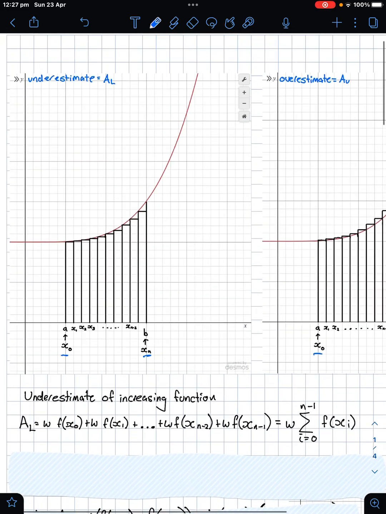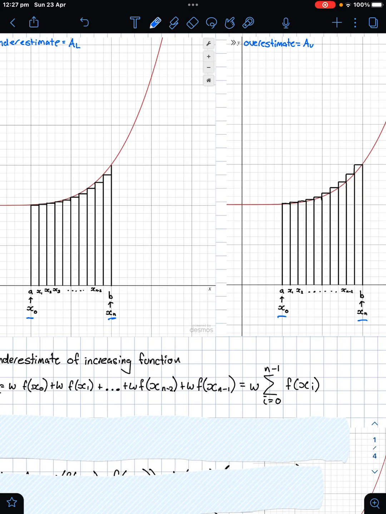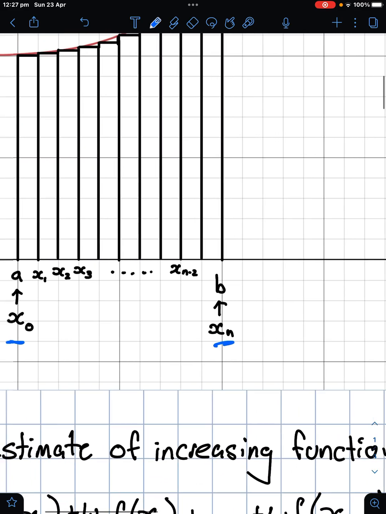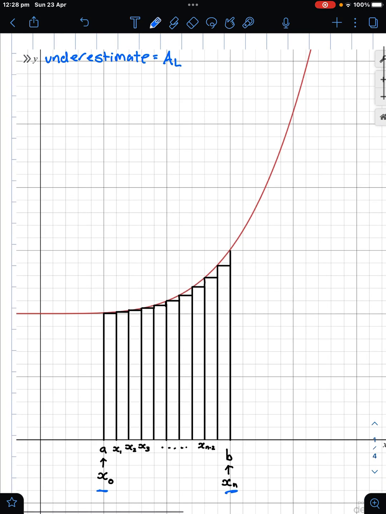Now, I'm just going to define a few things here. So we saw in the last one that if we increase the number of rectangles, we increase the accuracy. So the more rectangles we put in, the better our estimate is.